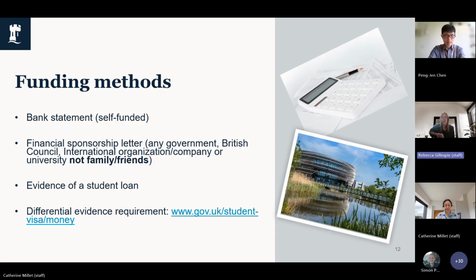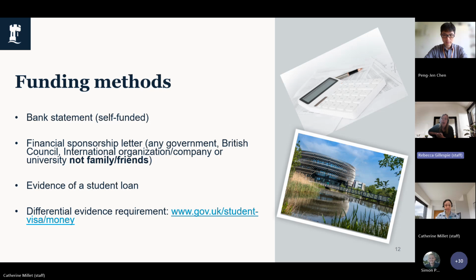So next we're going to look at the different funding methods that you may rely upon. Here we have listed the main funding methods that can be used for the student visa application. First of all, bank statements. If you're self-funded, it's likely that you will be relying on bank statements. This should be a personal account, not a business account. This account can belong to you or your parents or your legal guardians.